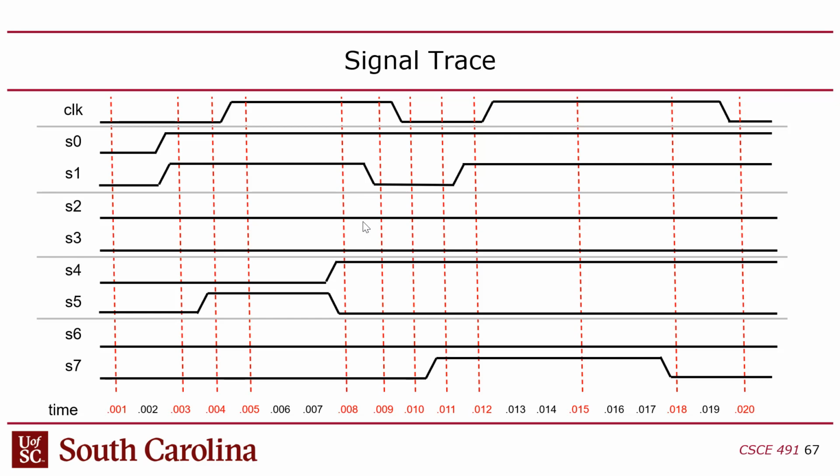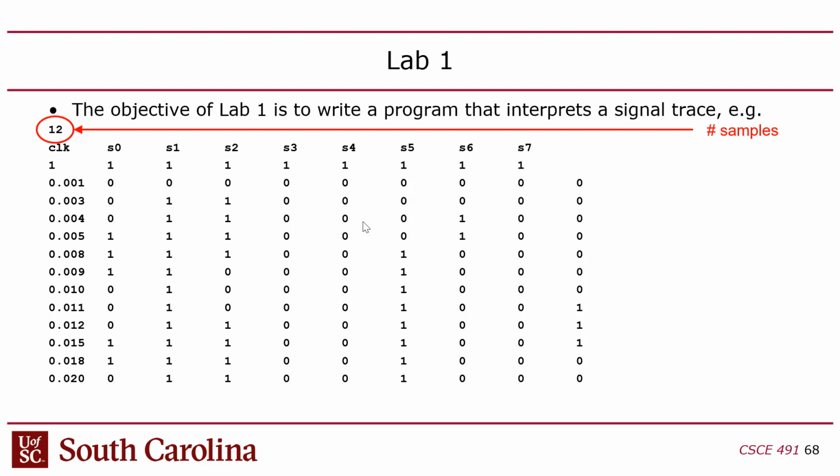And then this is the way it actually looks. It's just a text file, and at the top is the number of samples, basically the number of rows, right? So 1, 2, 3, 4, 5, 6, 7, 8, 9, 10, 11, 12. Sorry, it starts here. 1, 2, 3, 4, 5, 6, 7, 8, 9, 10, 11, 12. So there's 12 samples, right?